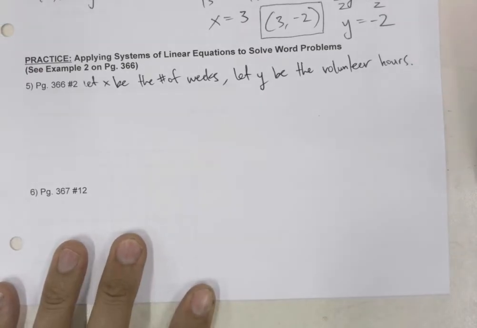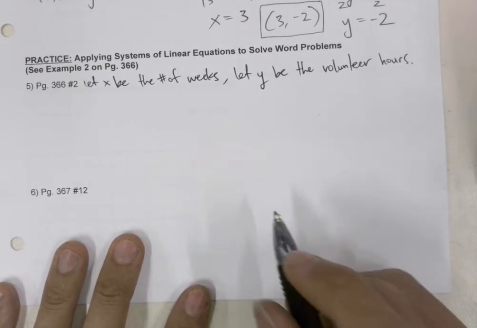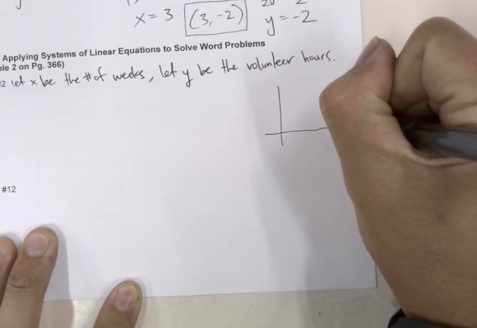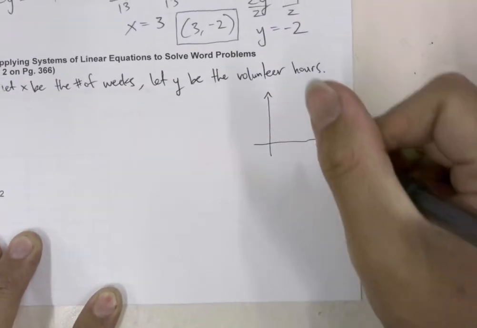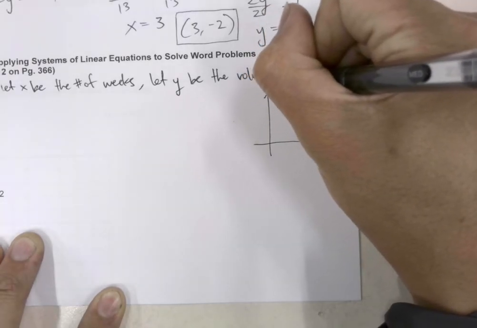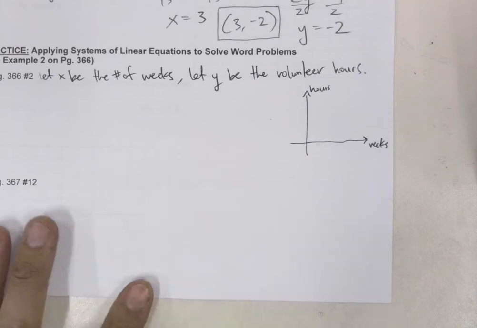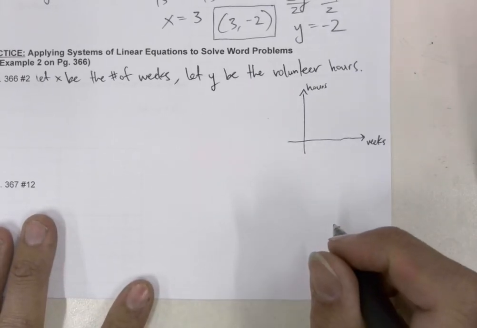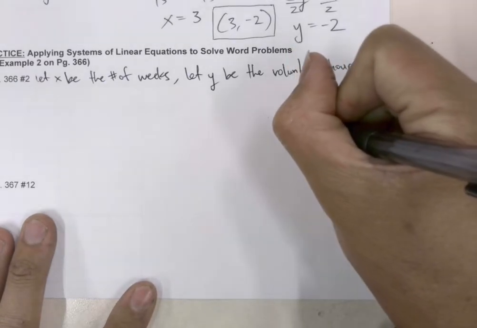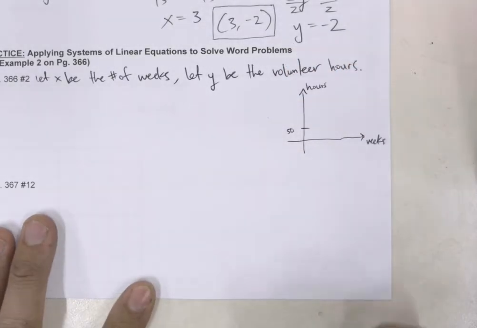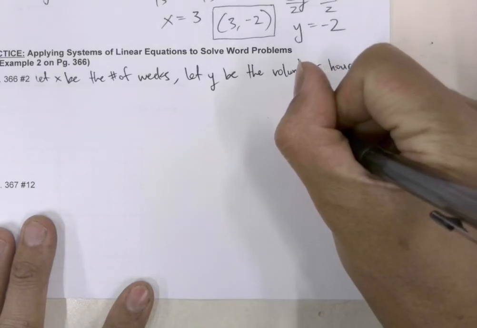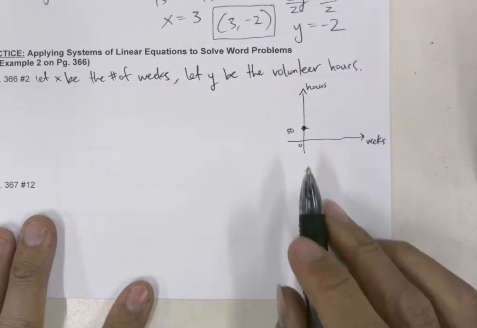Right? So let's go ahead and draw this out actually. We have an x-axis and a y-axis. Our x-axis is going to be weeks, and the y-axis is going to be hours. So with Jared, he has volunteered 50 hours at 0 weeks. Right? He has 50 hours before he even starts saving. So that is our y-intercept. That's Jared right there.